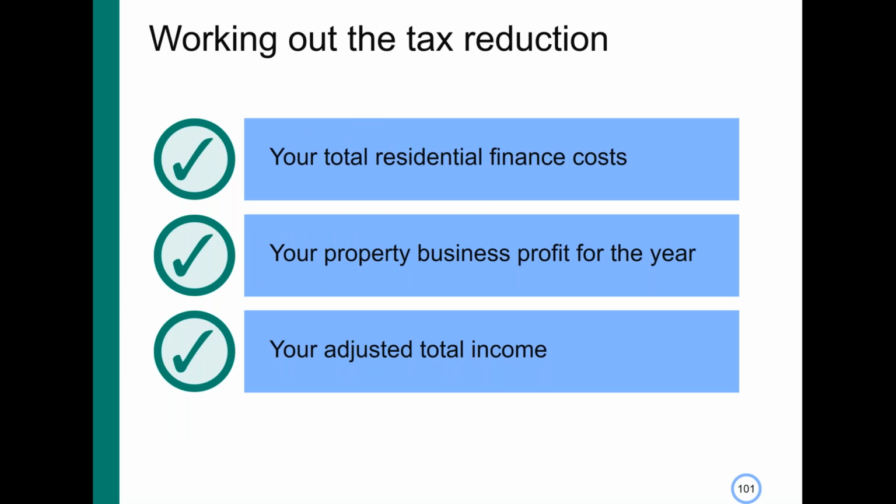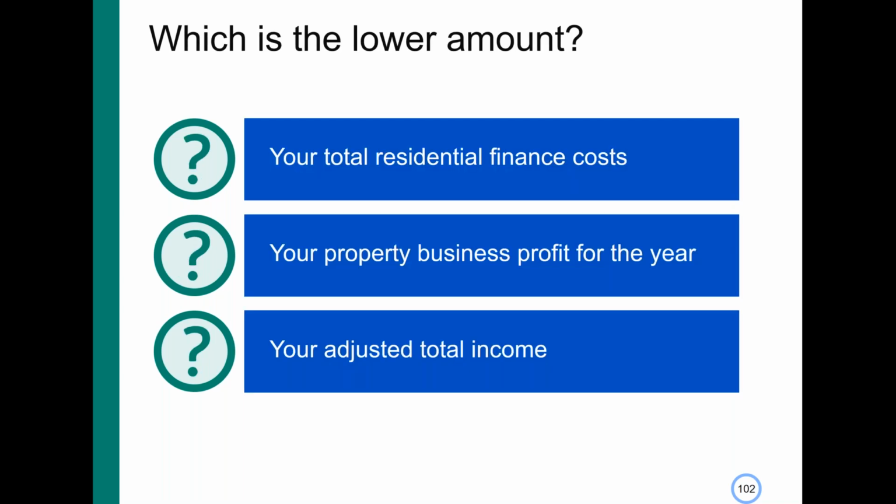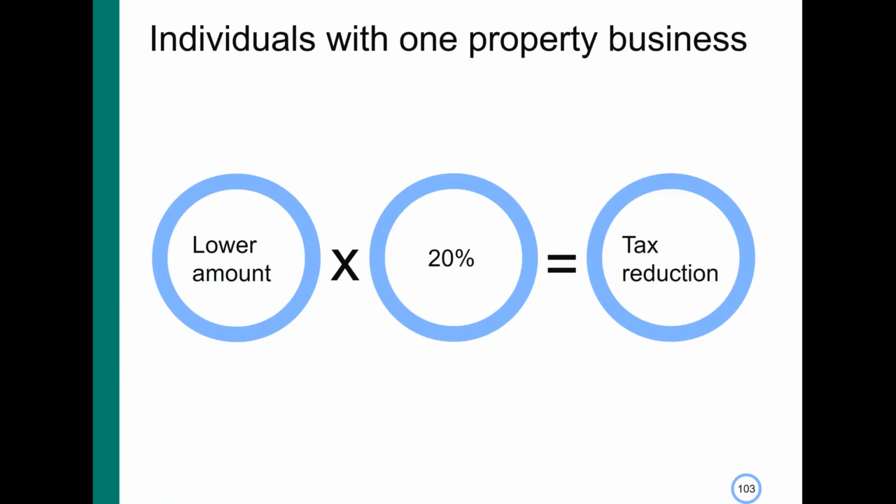So you now have the three figures you need: your total residential finance costs, your property business profits for the year, and your adjusted total income. The next step is to see which of these figures is the lower amount. If you have just one property business, the tax reduction is 20% of the lower amount.